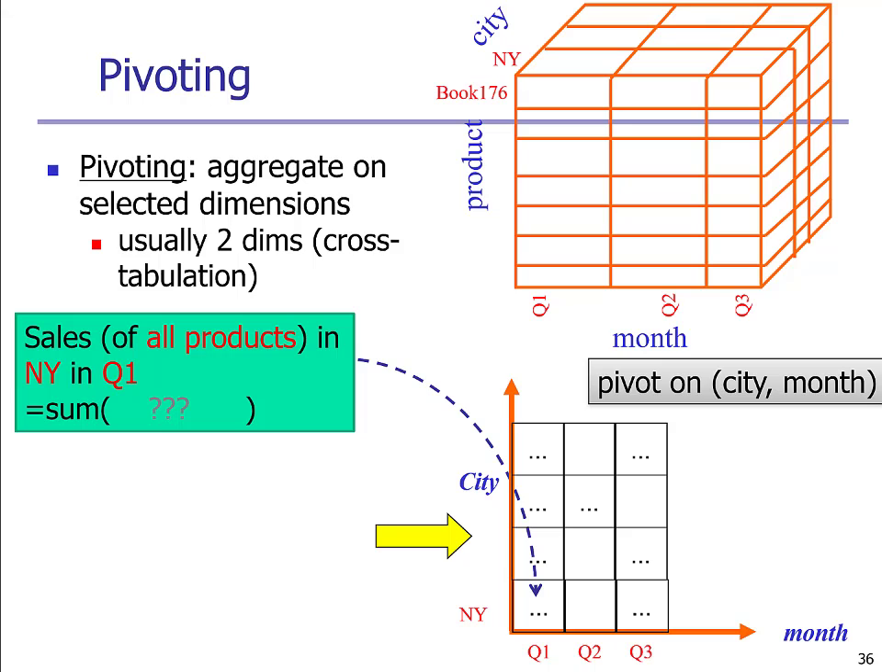One is on the textbook, one is on this slide. So let's start with the one on the slide. Basically, pivoting is a kind of visualization operation. It helps you to visualize the data, right?